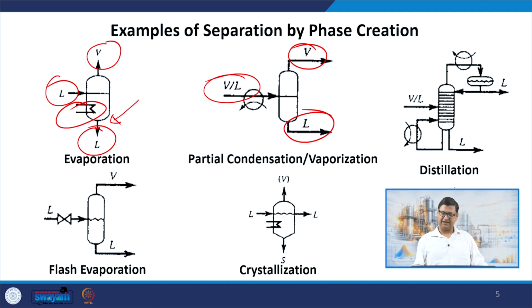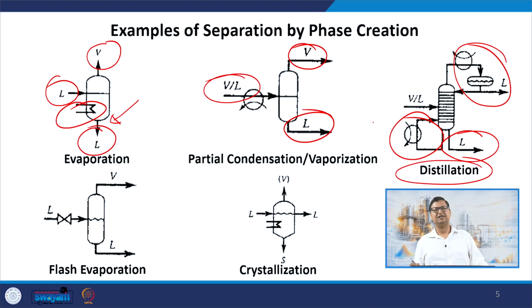Then in general, we can have a distillation process that is basically an extension to the partial vaporization idea, where we may also like to condense the vapor product to get a liquid product, and we still have a liquid product, and we can supply additional heat as required, and we can have a vapor or a liquid feed stream.